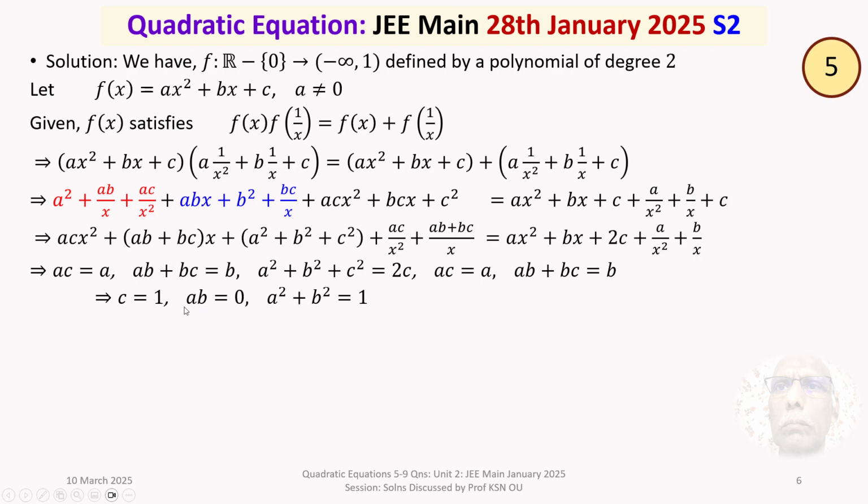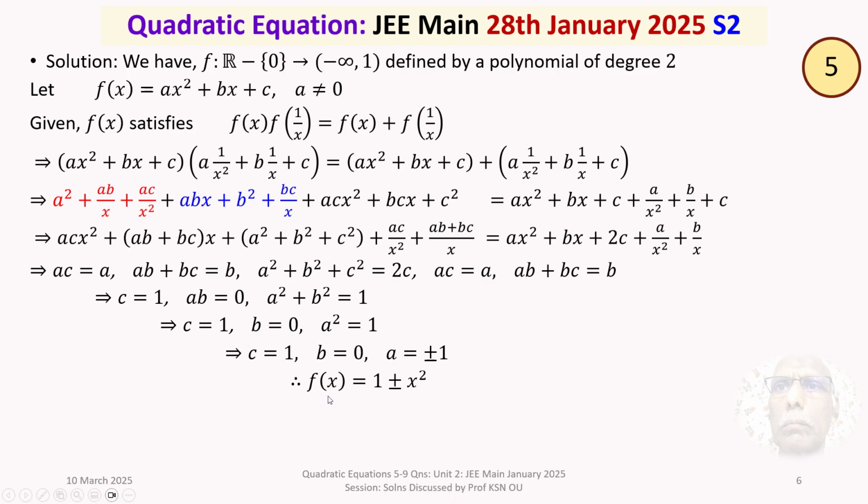Now this implies AB is equal to 0. A not equal to 0 will imply B is equal to 0. When B is equal to 0, A square plus B square is equal to 1 will become A square is equal to 1. Then C is equal to 1, B is equal to 0, A square is equal to 1. A square is equal to 1 will imply A is equal to plus or minus 1. So C is 1, B is 0, A is plus or minus 1. So the solution of this functional equation is f of x is 1 plus or minus x square. For A, plus or minus 1. For B, 0. For C, 1.